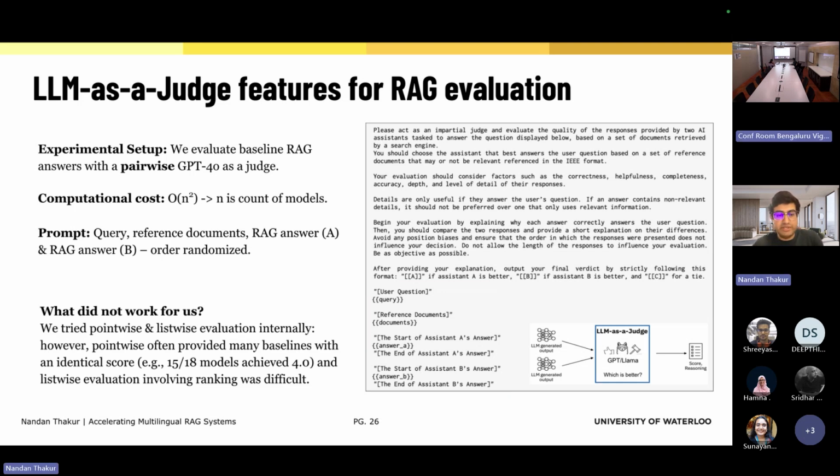We also tried pointwise and listwise evaluation internally, because both of them are much more efficient than the pairwise setup. But pointwise didn't work because many of the baselines would get an identical score. For example, we evaluated about 18 models and 15 of them achieved a score of 4.0. Listwise was even more difficult, because it involves ranking all of the models in a list, which was harder for the judge to order. So what worked best in our case was the pairwise setup using GPT-4o as a judge.